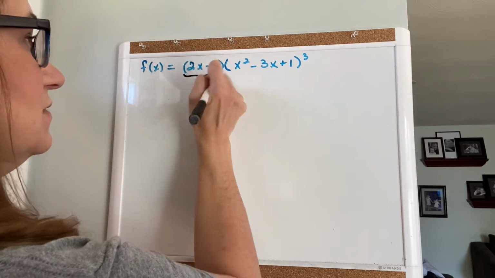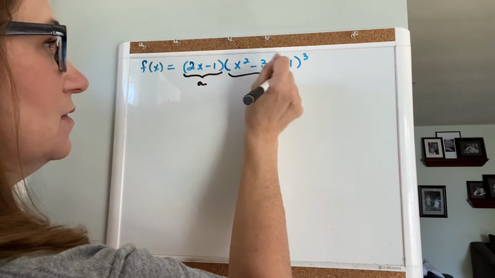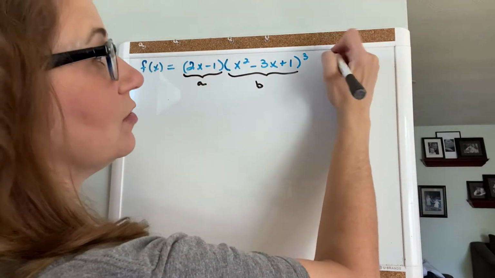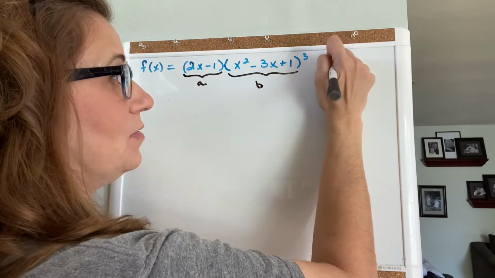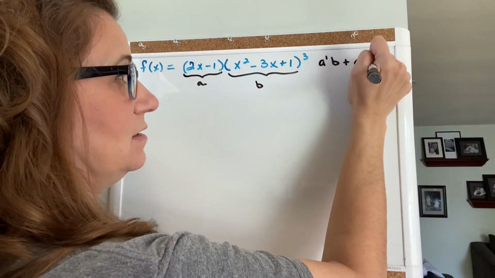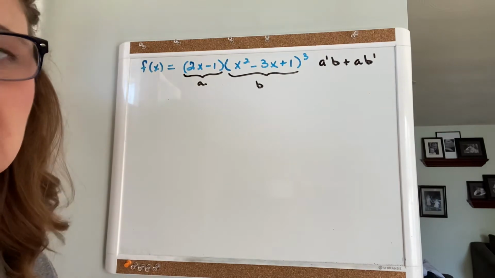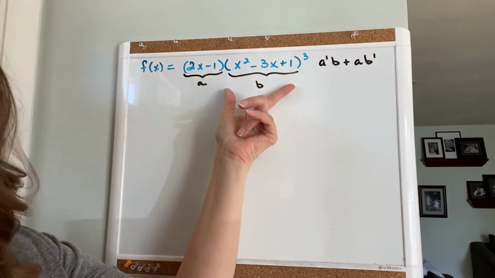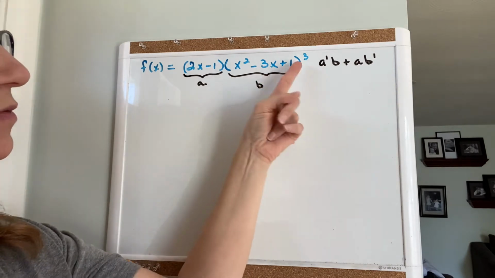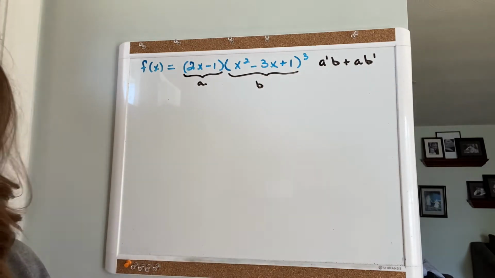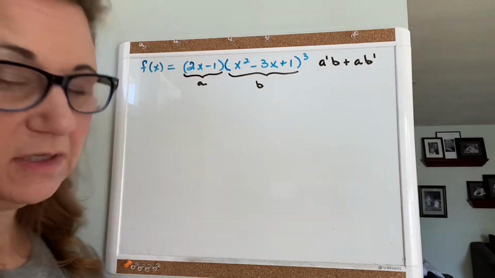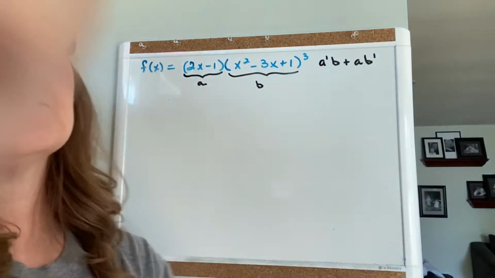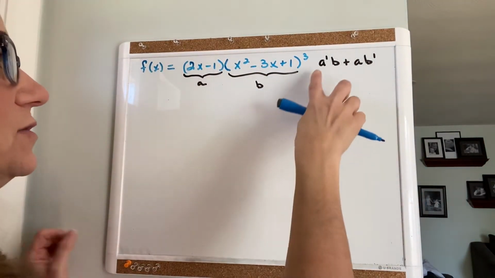So I want you to think of this quantity as A, this quantity as B, and you know that the product rule is A prime B plus A B prime. So we are going to follow the product rule, and when we have to do the derivative of B, we then have to apply the chain rule. So let me just change back to the blue. Okay, all right, so we're going to follow our rule.